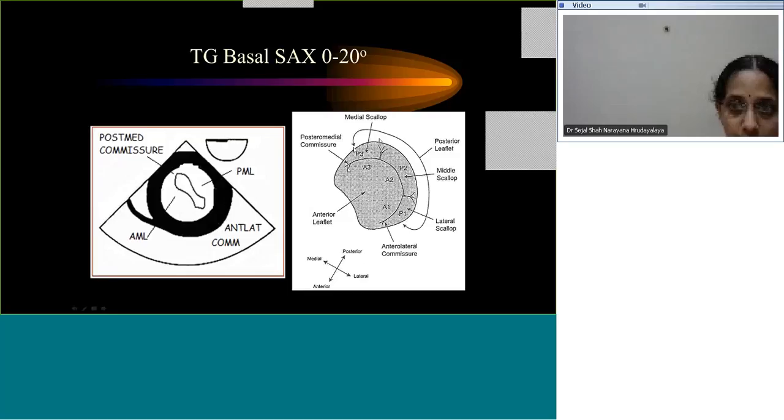This understanding of the scallops is important because, as we will see, as we rotate from 0 degrees to 120 degrees to 90 degrees, we will see how it cuts different scallops of the anterior and the posterior leaflets.